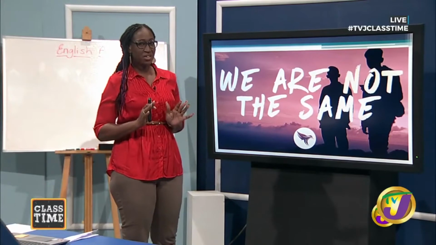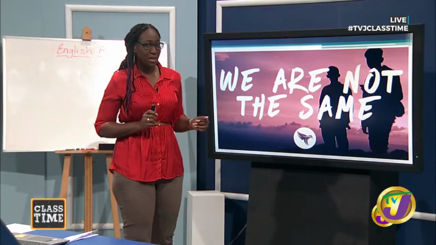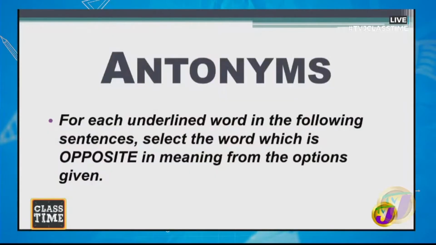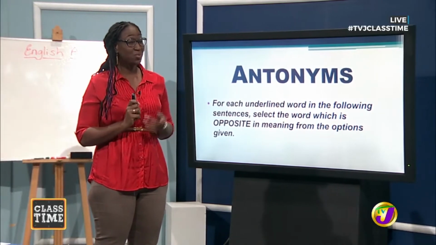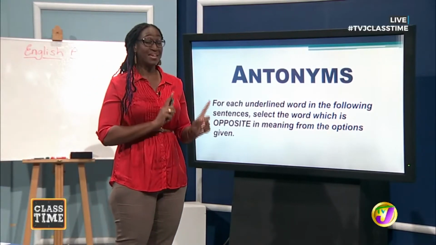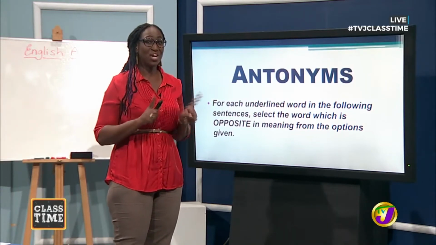Now we're going to shift gears. We're looking at words that are not the same. So which words are we looking at? We're looking at antonyms. And again, here are the instructions you would be likely to see. For each underlined word in the following sentences, select the word which is opposite in meaning from the options given. Now, the same caution goes. You're looking for the word that is opposite in meaning. However, among the options, you are going to find the word that is the same in meaning. So again, keep it in your mind. I am looking for the one that is not the same.